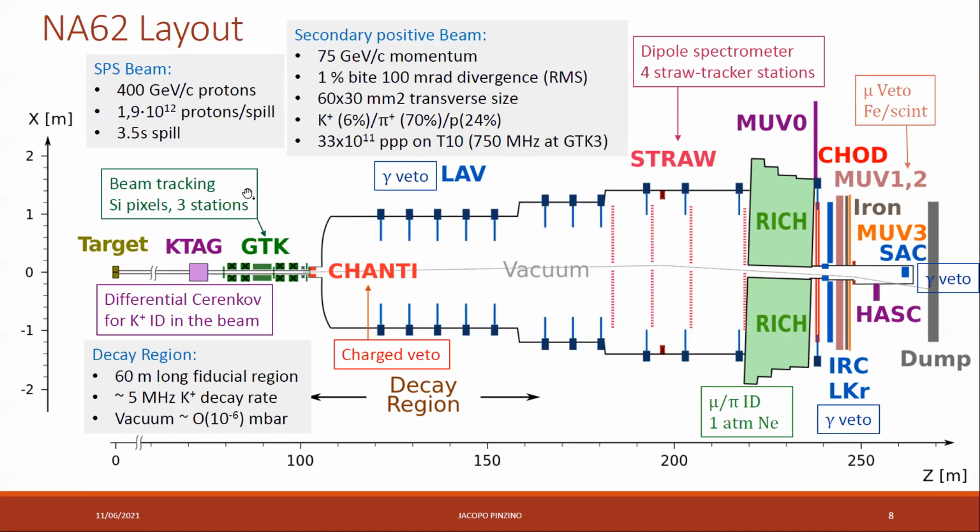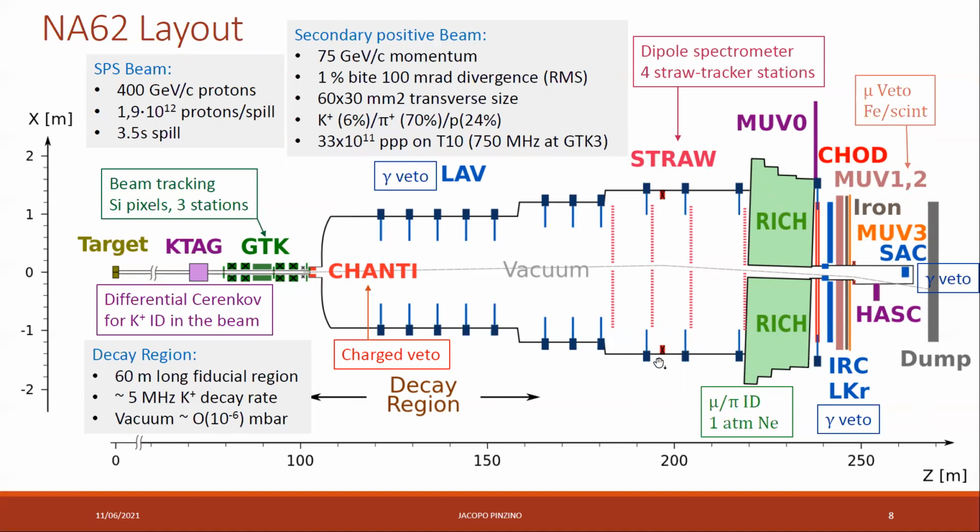Then we have beam trackers made of 3 stations of silicon pixels to identify direction and momentum of the kaon. After that we have a charged veto for the interaction of the beam with the GTK. We have the decay region, 65 meters, sorry, 60 meters, of decay region from 105 to 165.